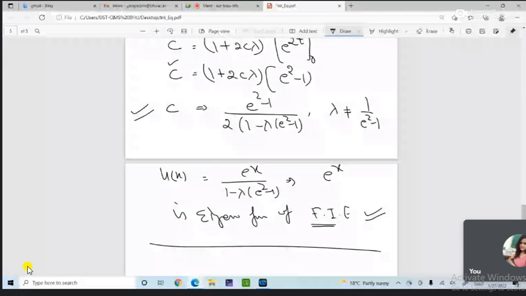Any doubt? Here, any doubt? No, sir. Okay. Now, this is the case. Now, an assignment for you: find the eigenvalues. Also, finding the eigenfunction means that it is a solution of the integral equation.